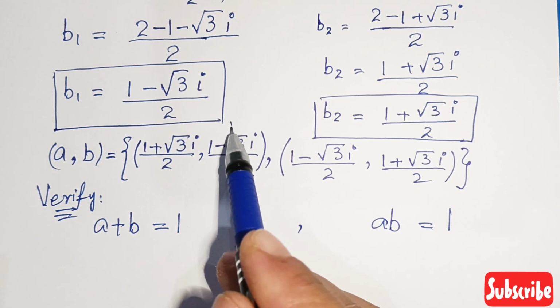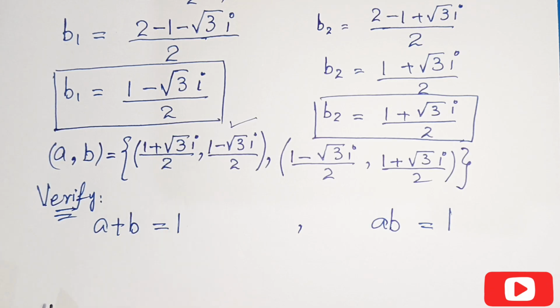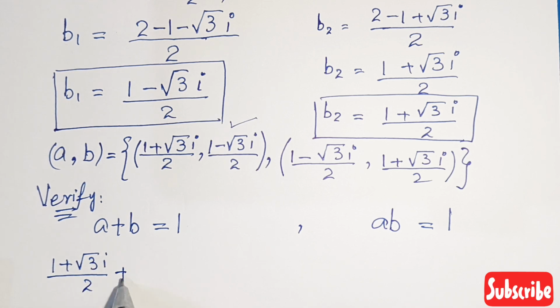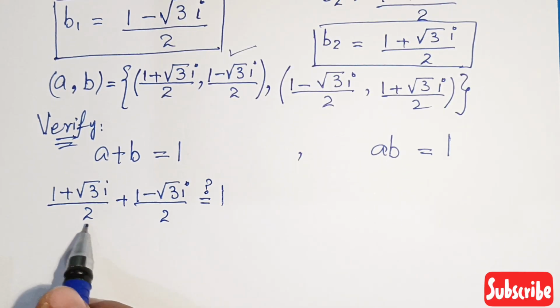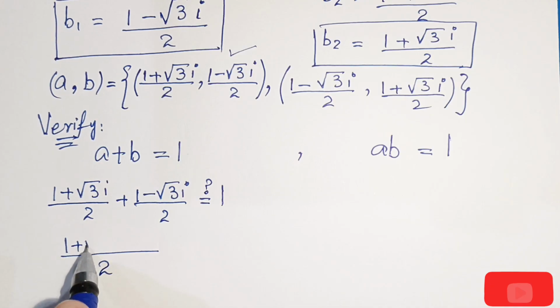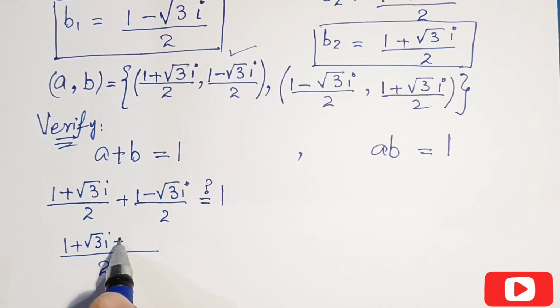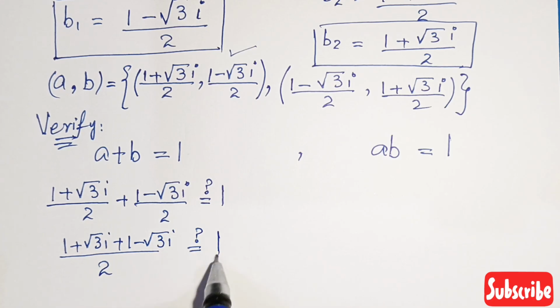Now we are going to use this pair. So here the value of a is (1 plus square root of 3i) over 2. Now putting it here, we get (1 plus square root of 3i) over 2 plus (1 minus square root of 3i) over 2. Is it equal to 1? Now here the least common multiple is 2, so we just add 1 plus square root of 3i plus 1 minus square root of 3i. Is it equal to 1?